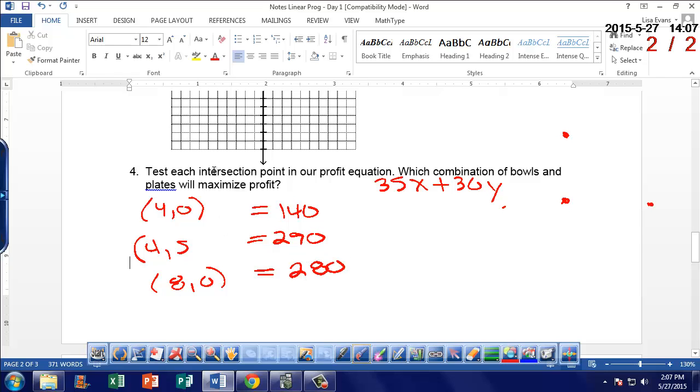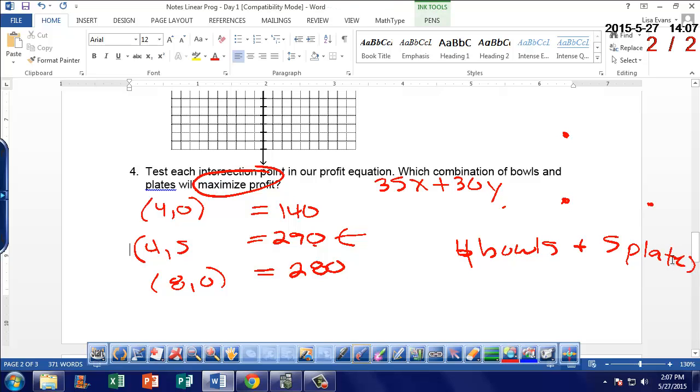Now read the question. It says, which combination of bowls and plates will maximize profit? So which one gives me the most profit? Your answer is going to be 4 bowls and 5 plates.